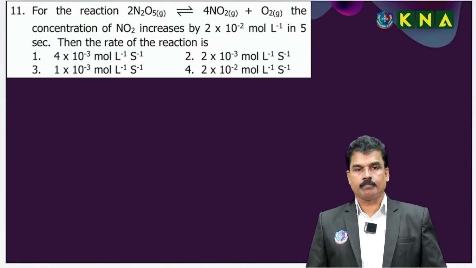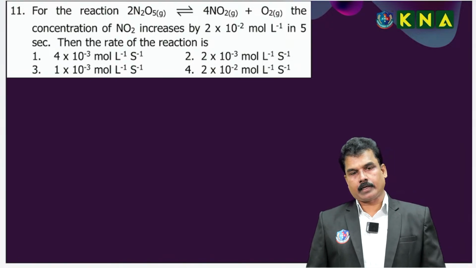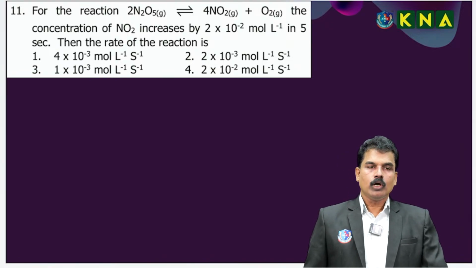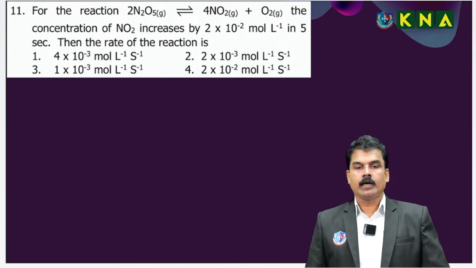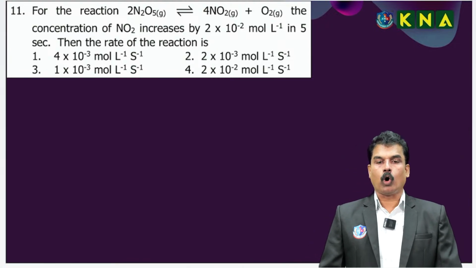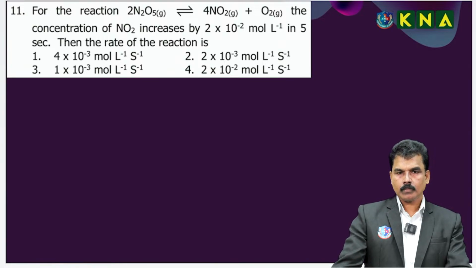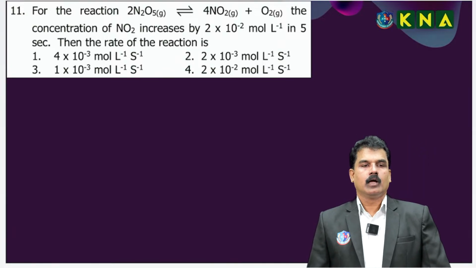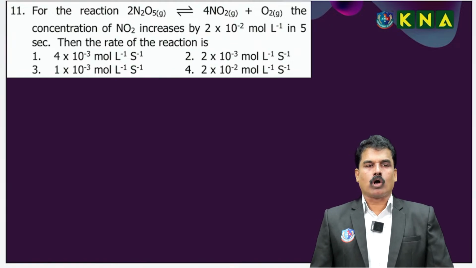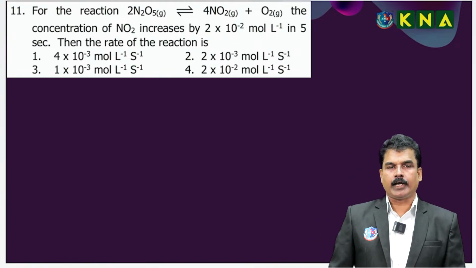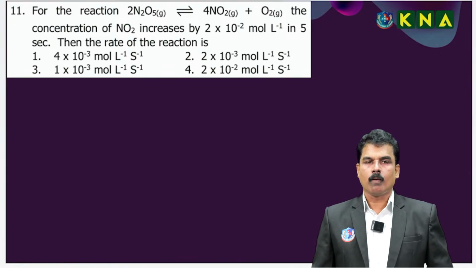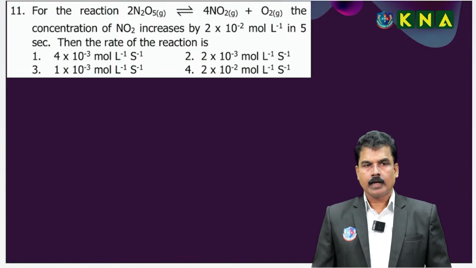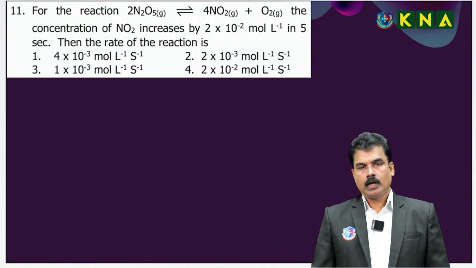Okay, next question is based on the topic chemical kinetics. In kinetics, mainly we are studying rate of reaction, rate constant, order and molecularity, and the factors affecting rate. That is the content. Here, one reaction is given and the concentration of NO2 increases by 2 into 10 to the power minus 2 moles per liter in 5 seconds. What is the rate of the reaction?